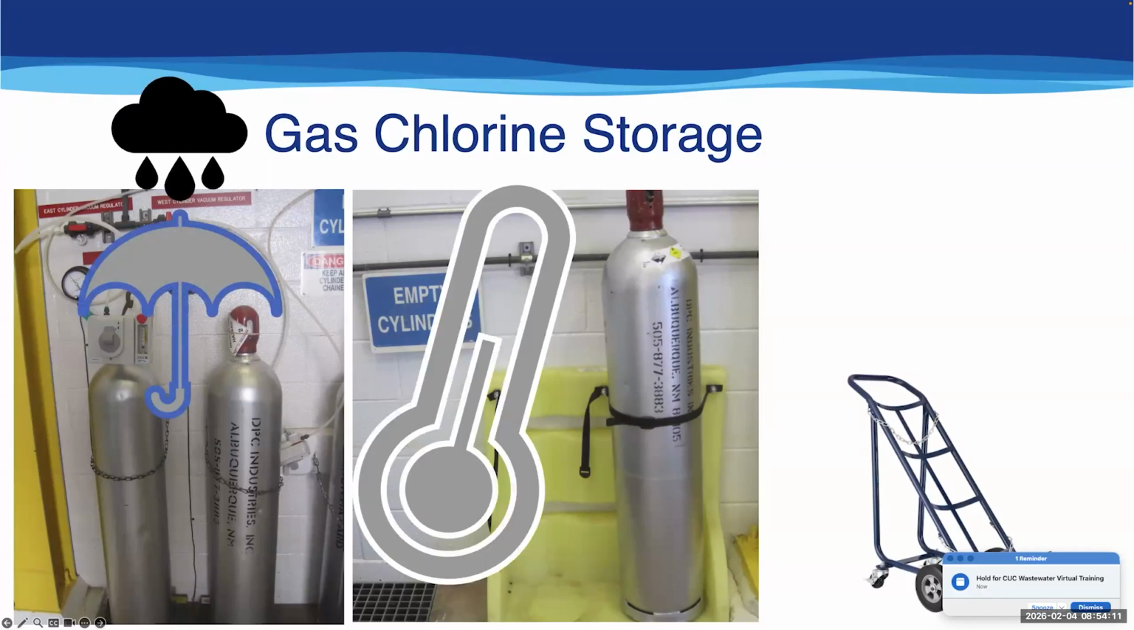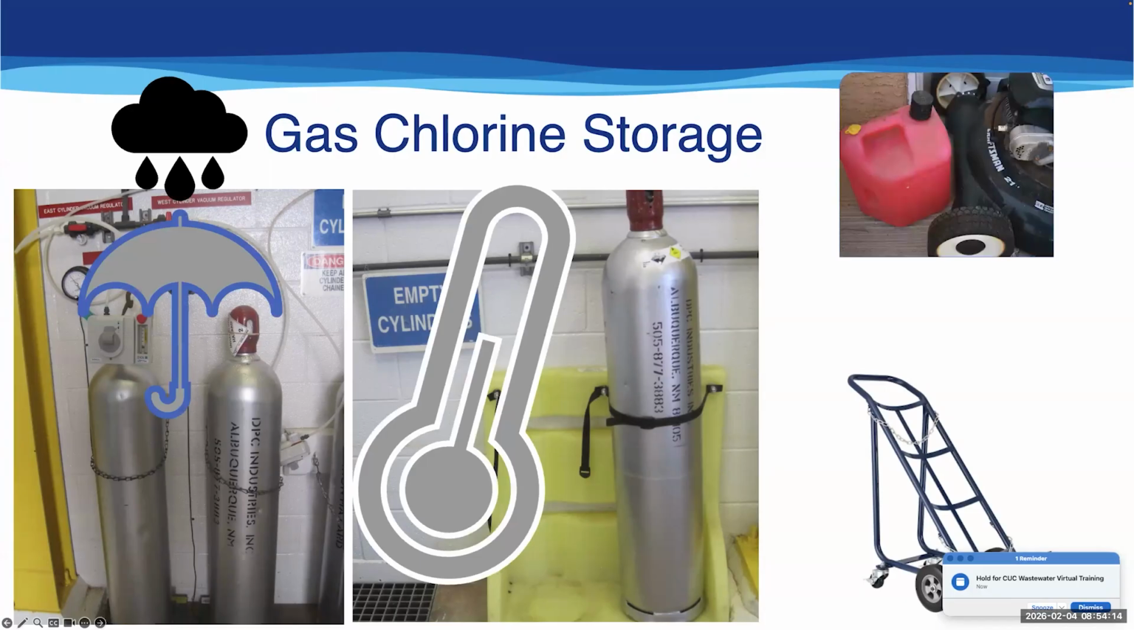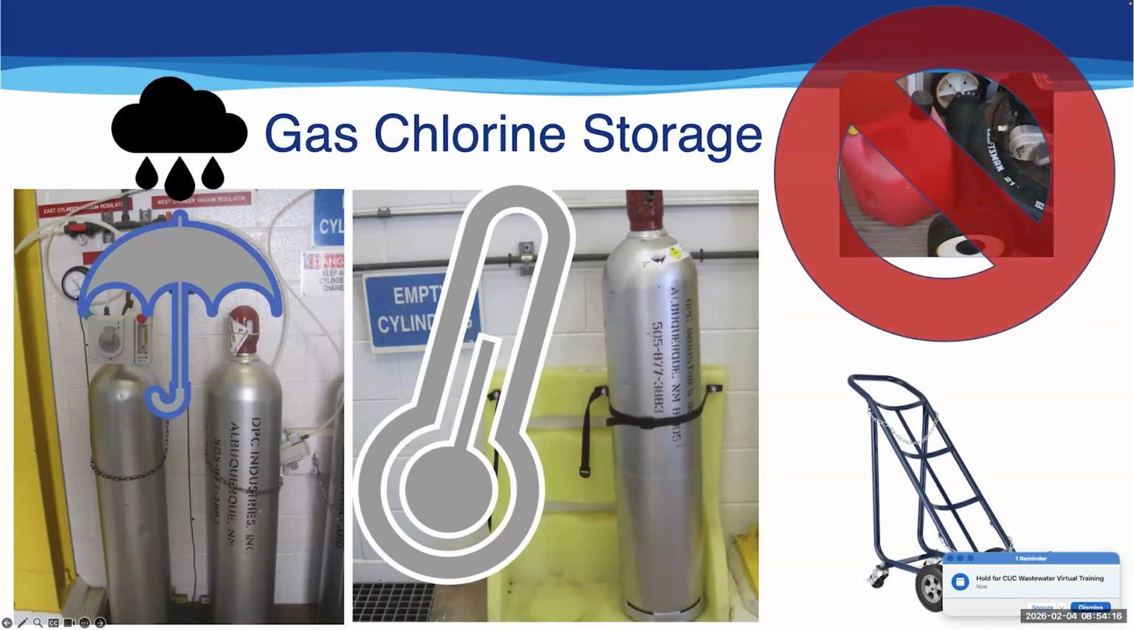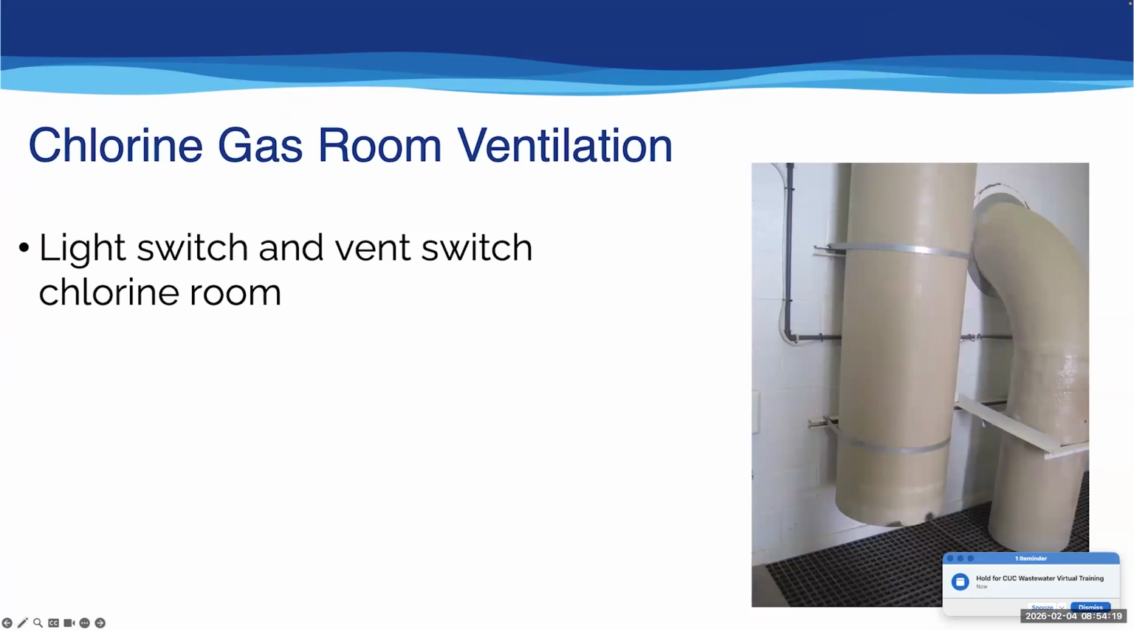So protect it from the elements, protect it from heat, and protect it from things like gasoline and other things. Any chlorine gas room has to have a very specially built ventilation system. You want to have a light switch and a vent switch, typically outside the chlorine room. You want to have fresh air intakes up high because, as I mentioned, chlorine sinks to the ground. So you want fresh air to be able to come in. And if you look at that picture on the bottom right-hand side, you'll see that one of the pipes actually goes down almost to the ground. That's the air discharge pipe.